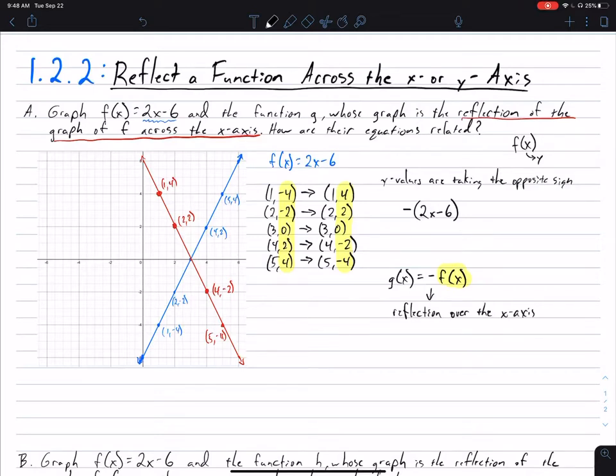And once again, in the next video, you'll see what happens if we reflect over the y-axis, and then we'll compare the two so we can see the difference between them.